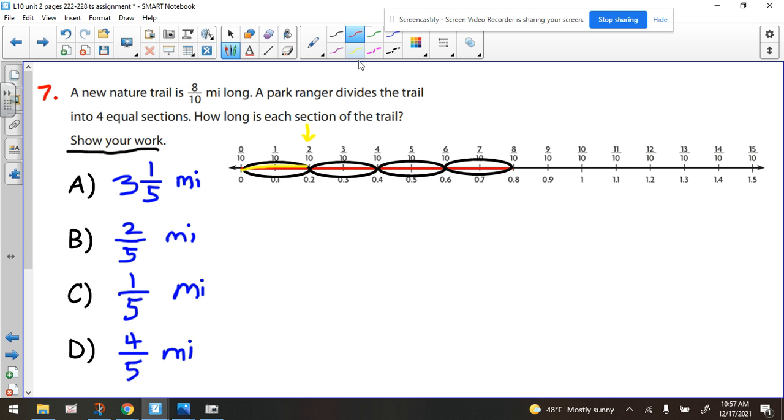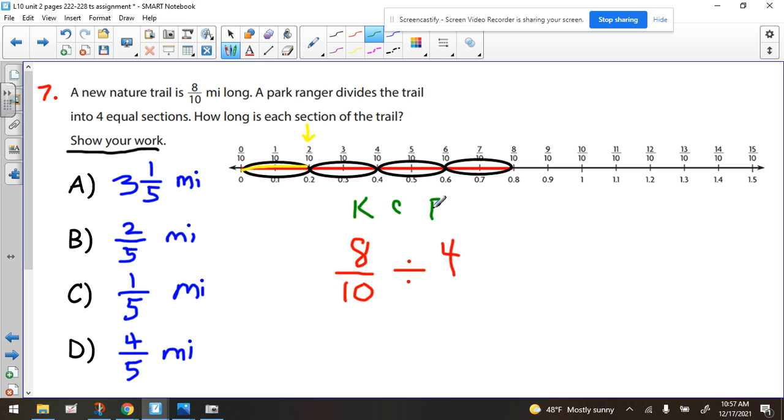What's the dividend? The dividend is the thing that you're breaking up into equal groups. So in that case, that's 8/10. Let's write that down. And since we're breaking that up into equal groups of 4, we're really dividing that by 4. If we're going to do the algorithm, remember we're thinking to ourselves, keep, change, flip.